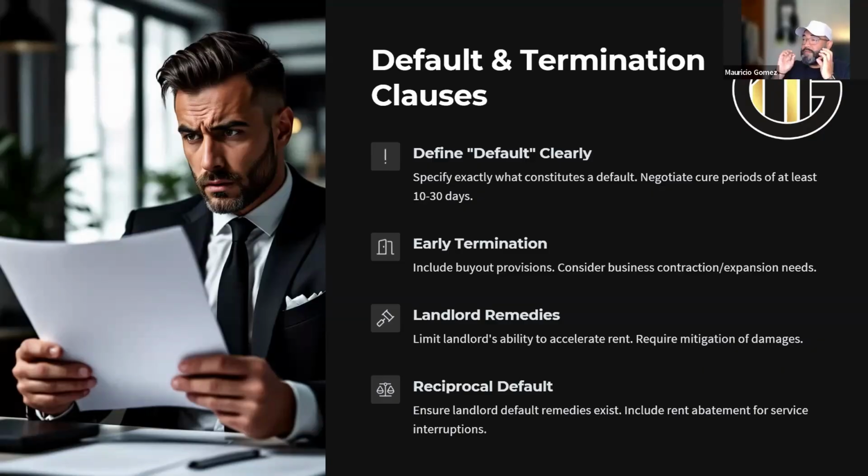What is a default? You got to be very clear with that, no vague verbiage. And you want to negotiate cure periods of at least 10 days for non-monetary issues and 30 days for monetary issues. This protects your tenant. If they fall behind for whatever issue, they had an emergency, a family member in the hospital had an accident, whatever, you can't expect them to cure a financial default in 5 days. So you want to protect your tenant by doing 30 days for monetary defaults, 10 days for non-monetary defaults.